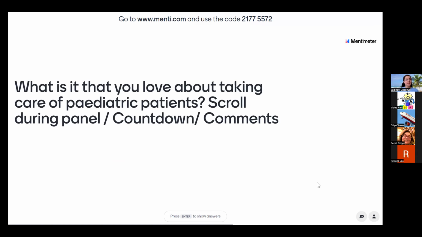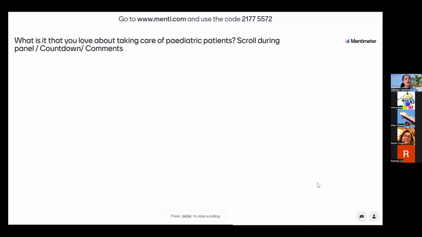So what is it, if I may ask, that you love about taking care of pediatric patients? Now, the answer to this question is going to come in a slightly different way, because I'm sure you have on the Menti a space to write the answer. The moment you write the answer, it will scroll as it comes. So I would request all of you to type your answer here.